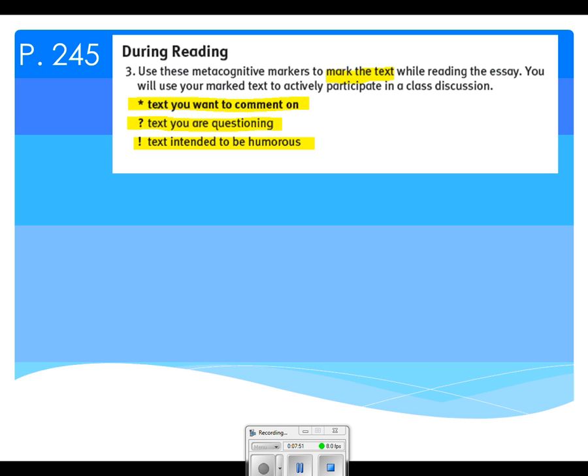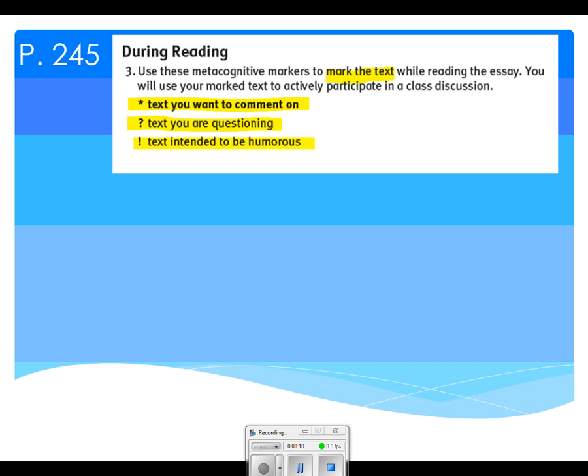The third mark I definitely want to see in this piece that we read today, exclamation mark, and that's going to stand for, this is funny. This is intended to be a funny piece. So maybe you don't have a super loud response to it, but you realize, okay, this is supposed to be humorous. So that I definitely want to see.